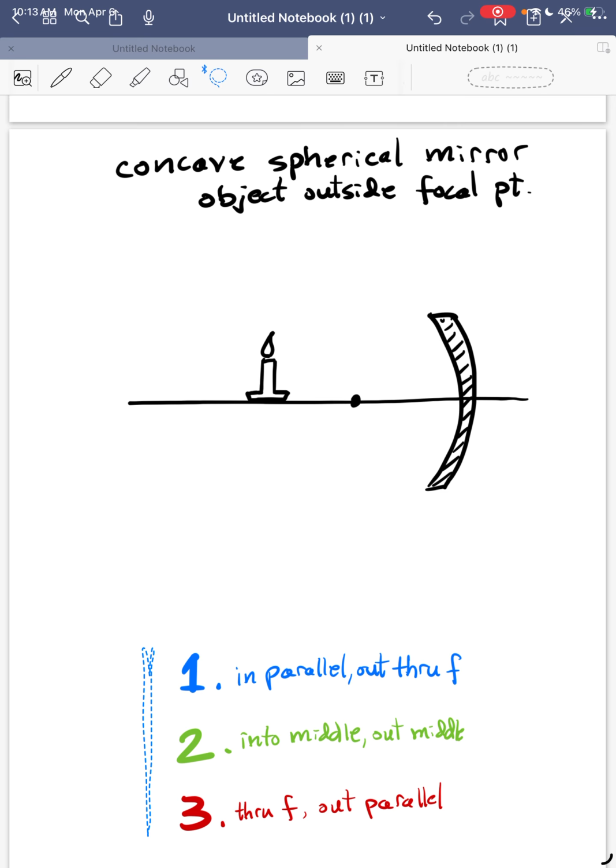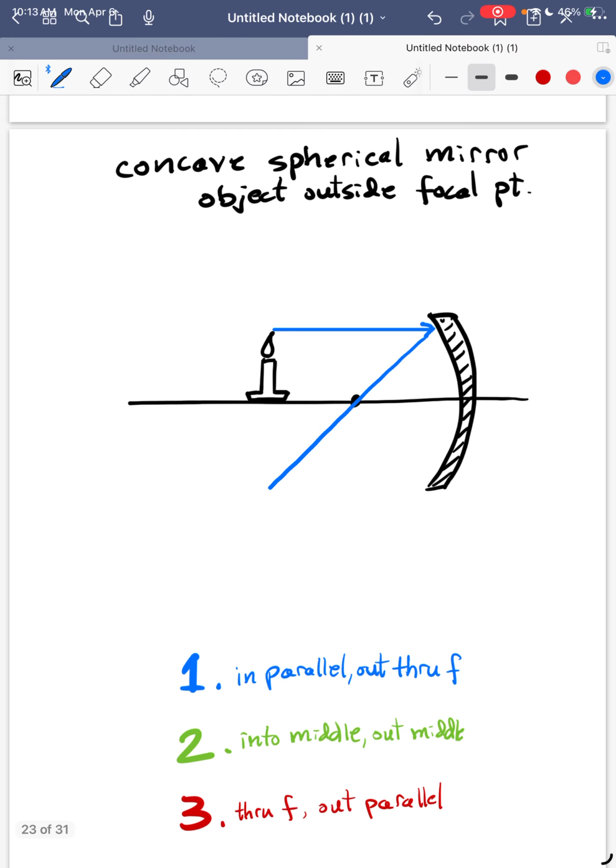So let's begin. If we've got our object there, the first ray that I want to draw is a blue ray. And this is going to be in parallel and then out through the focal point. So we imagine light being emitted by the tip of this candle, and some of the photons will travel parallel to this optical axis, and then it'll run into the mirror right there. And when it runs into the mirror, it's going to bounce off of the mirror such that it goes through the focal point. So it'll look something like that. So that's the first ray.